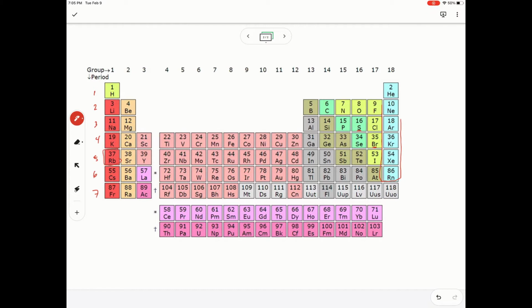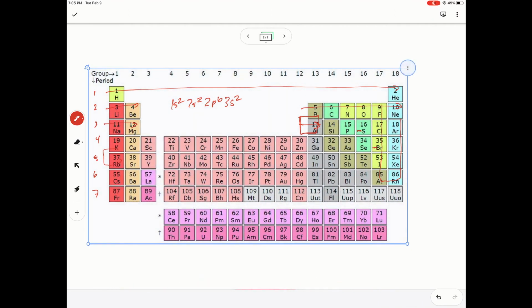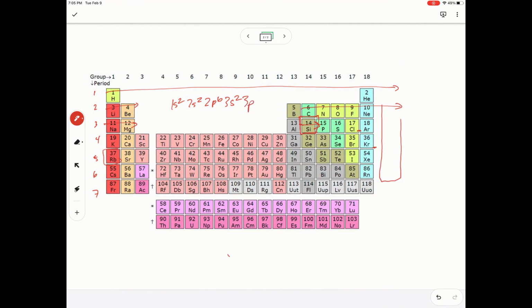So aluminum. Aluminum is right here, right? So if we think about what that means, we've passed this, so we've passed 1s2. We've passed that, which would be 2s2. All of that, which would be 2p6. 2 more, so 3s2. And then here, we are 1 into the 3p's, so 3p1. Yes?